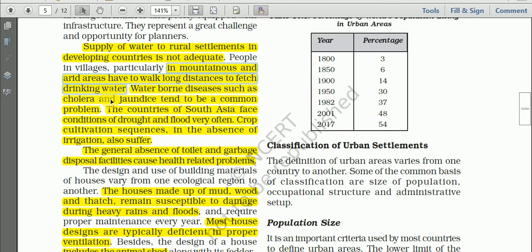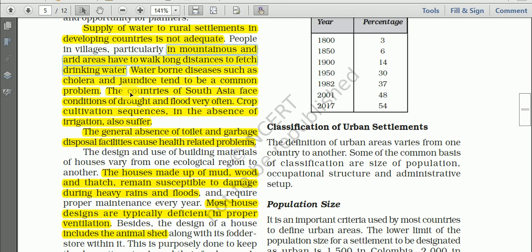And next we have another important problem here. Waterborne diseases such as cholera and jaundice tend to be a common problem. So in the rural settlements, waterborne diseases, for example cholera, then jaundice, tend to be a common problem, frequently occurring.